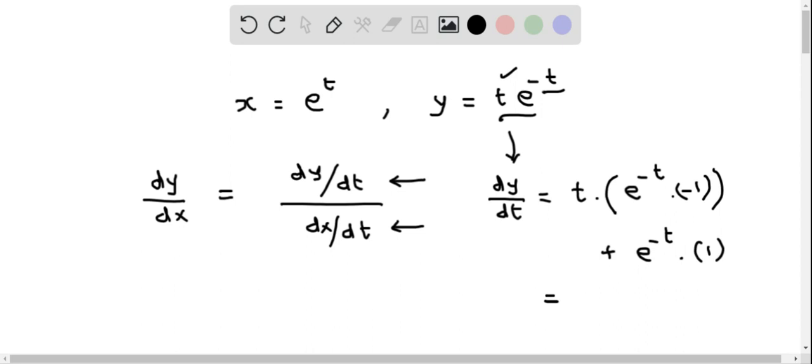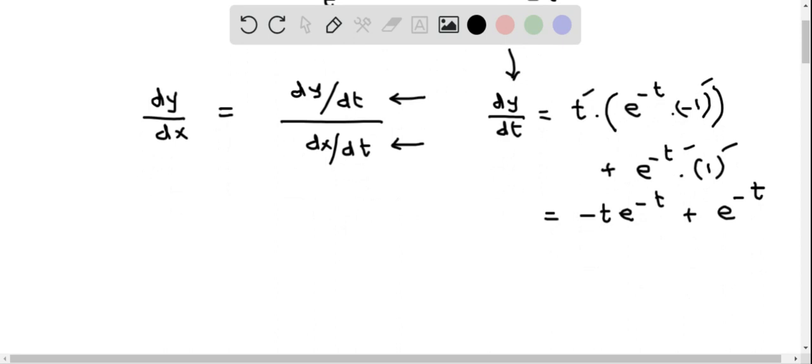So let's simplify this. We have t and we have negative 1, so it is negative t e raised to the power of negative t. Then we have e power negative t times 1, which is e power negative t. We can write this in factor form by factoring out e power negative t from both terms. So we will get e power negative t times 1 minus t. This is dy by dt.